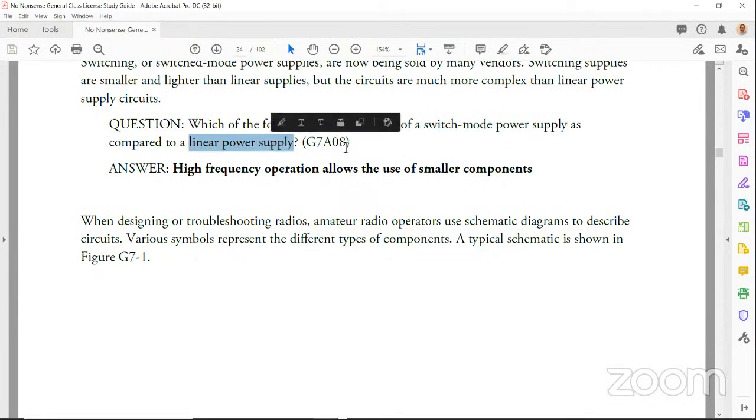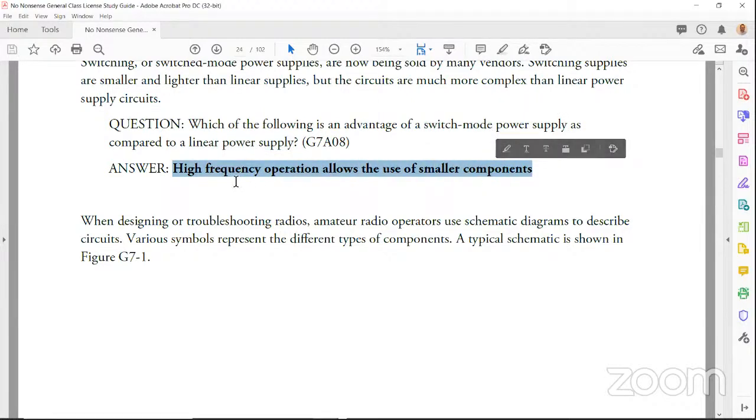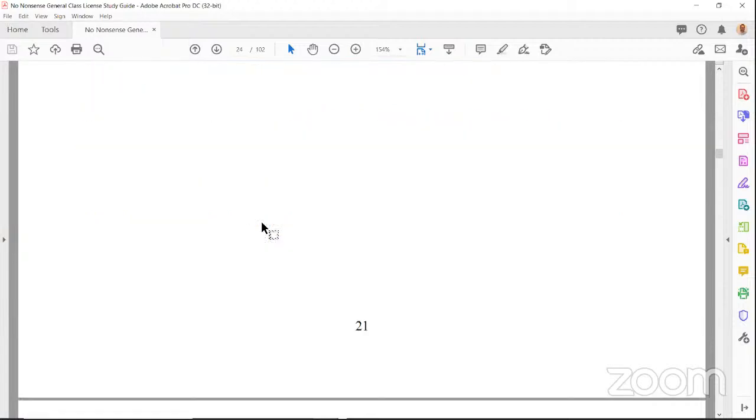And remember, we said the switch mode power supply is much smaller than the equivalent linear power supply. We said the linear power supply uses a big clunky transformer. Well, the advantage of a switch mode power supply over a linear power supply is that high frequency operation allows the use of smaller components. So that's the advantage, and that's why we had it on the slide deck.